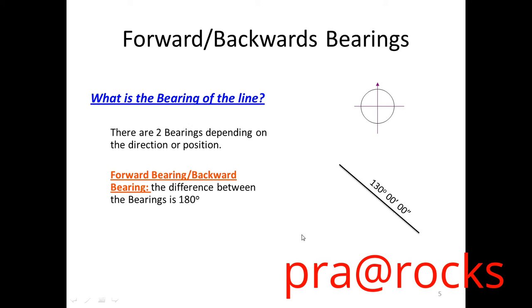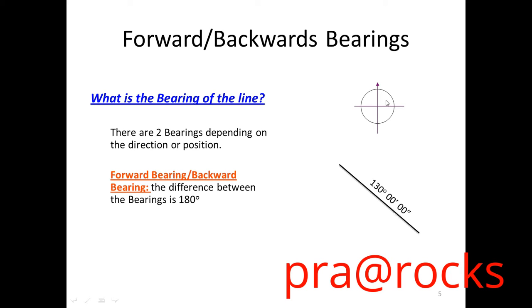Let's look at a line now. When we look at a line, there are two different types of bearings that could be applied to a line. We have a forward bearing and a backward bearing. The difference between the forward and backward bearings is always going to be 180 degrees. If I want to go from one to the other, I have to either add or subtract 180 degrees.